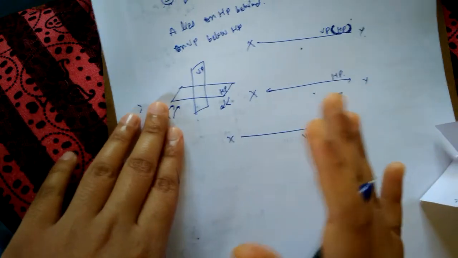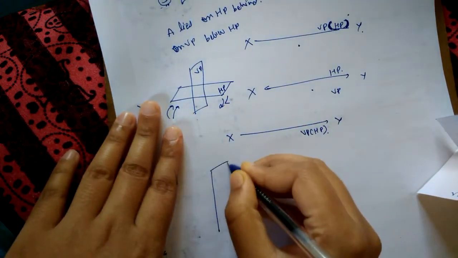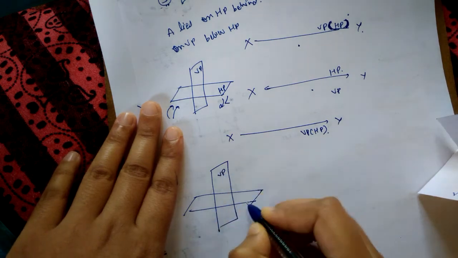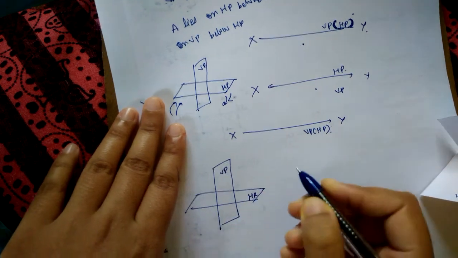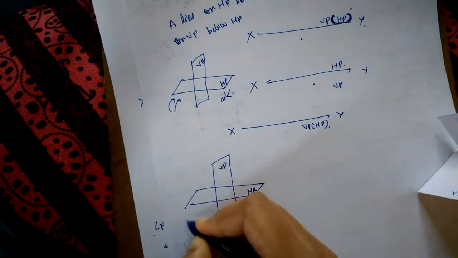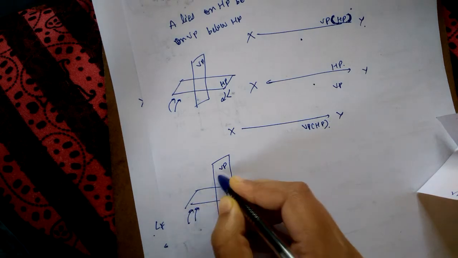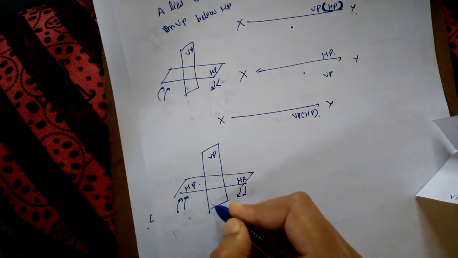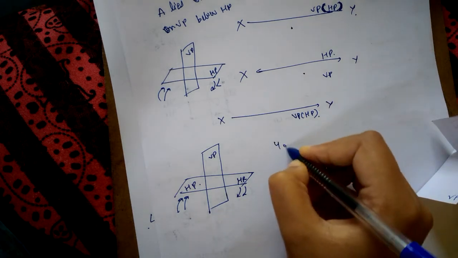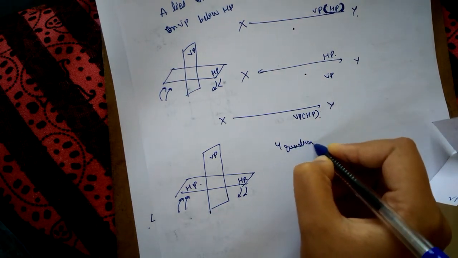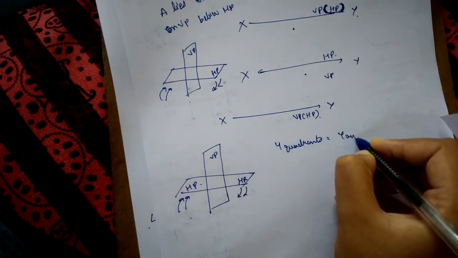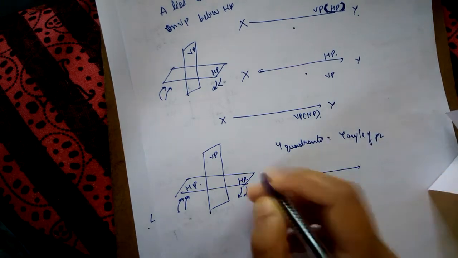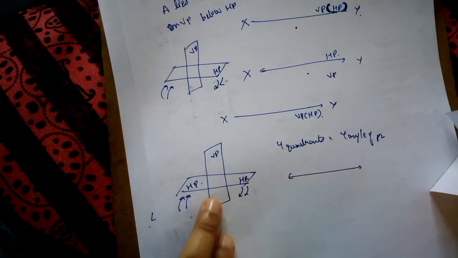Now to summarize, what we have learned is that there are two perpendicular planes which intersect, with VP the vertical plane and HP the horizontal plane. This moves in clockwise direction, and so this moves upwards. What happens if the clockwise rotation takes place? We get 4 quadrants equals 4 angles of projection. So how to draw it? The first quadrant, this moves downwards.